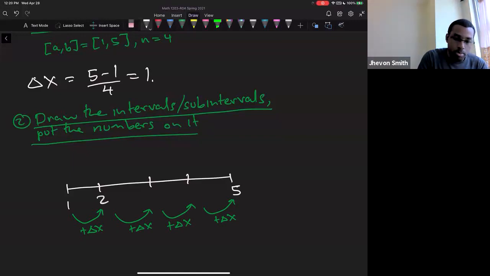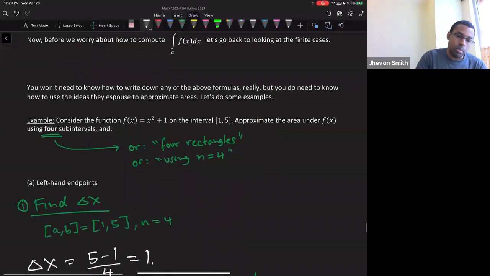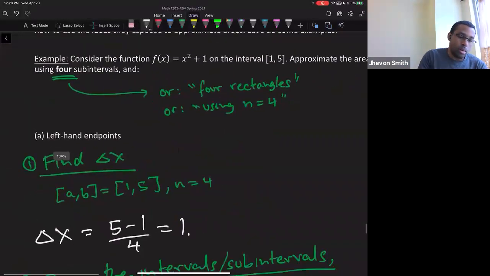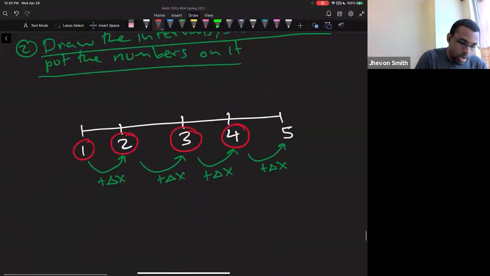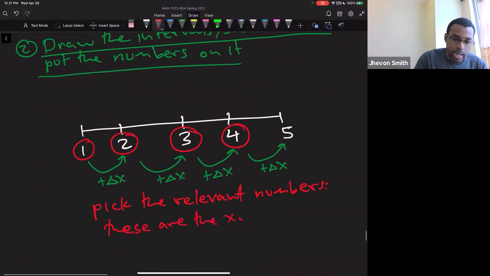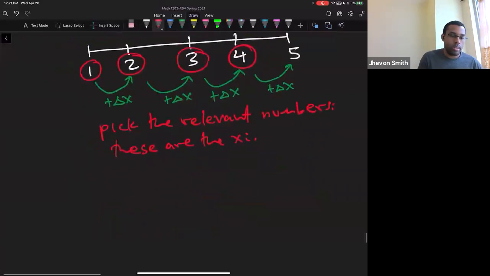That is 2. 2 plus 1, you get 3. 3 plus 1, you get 4. So those are all the numbers. Now you want to pick the necessary numbers. Here we're doing left hand, so the numbers on the left matter to me, which means I'm going to pick this, this, this, that. So I'm going to pick the relevant numbers. These are the xi. I'm actually going to use this to figure out the area.